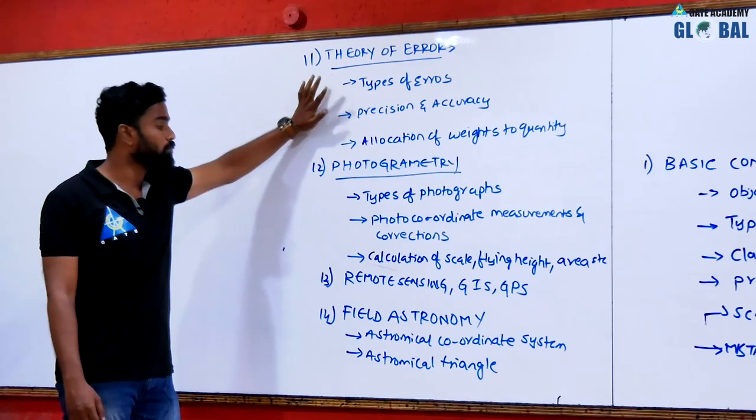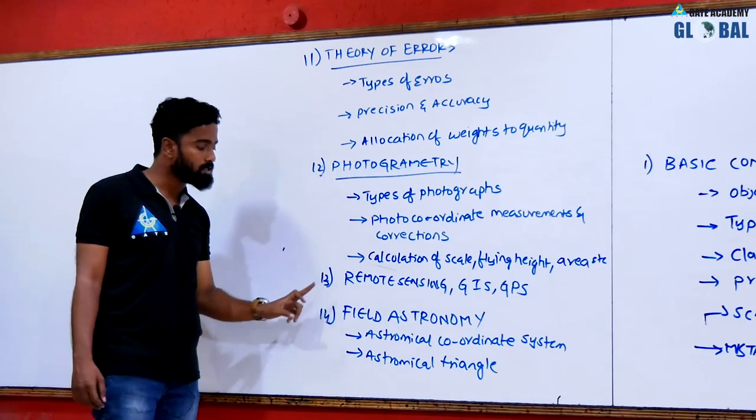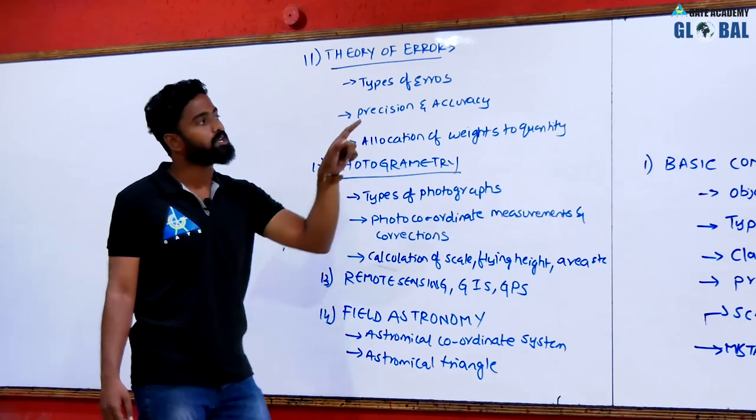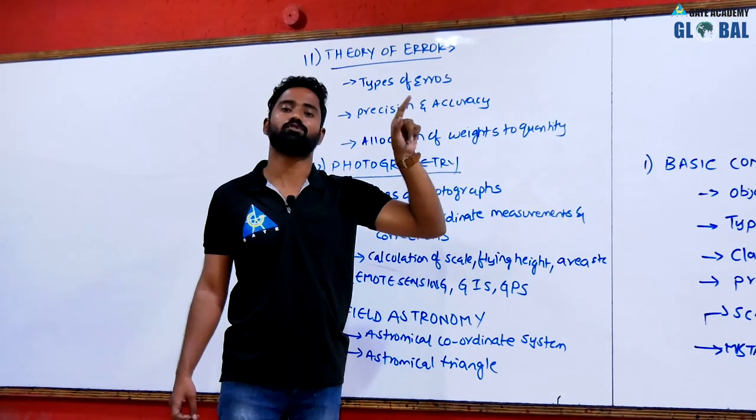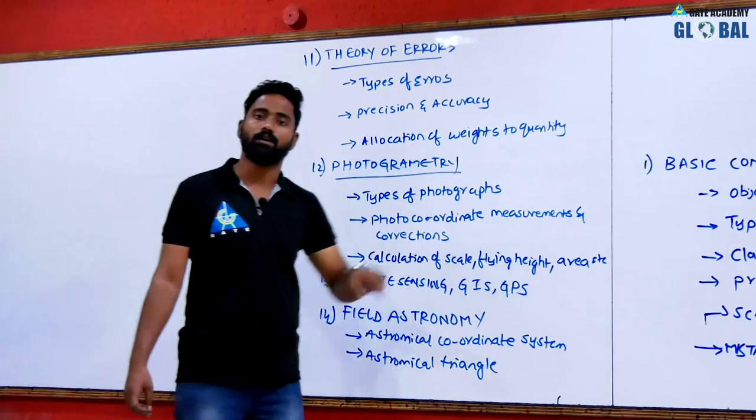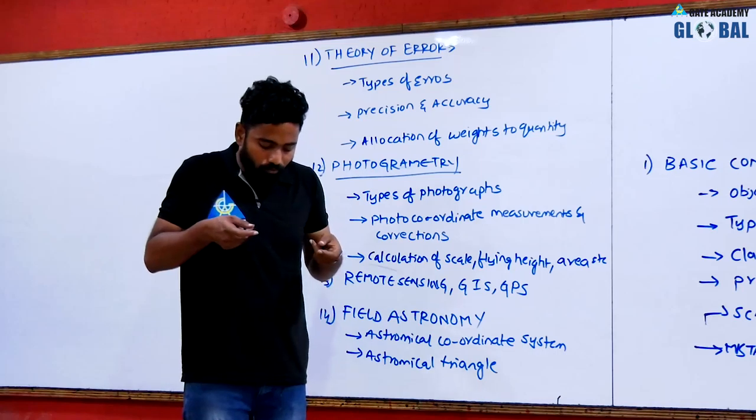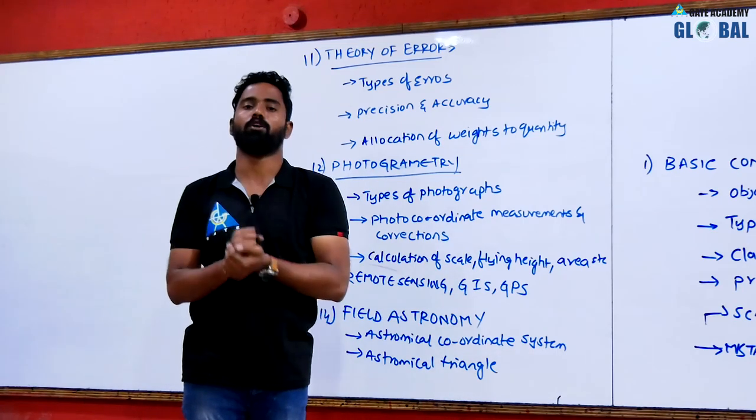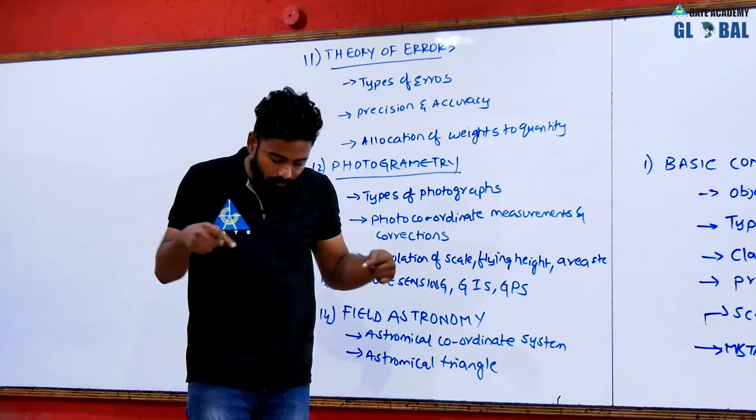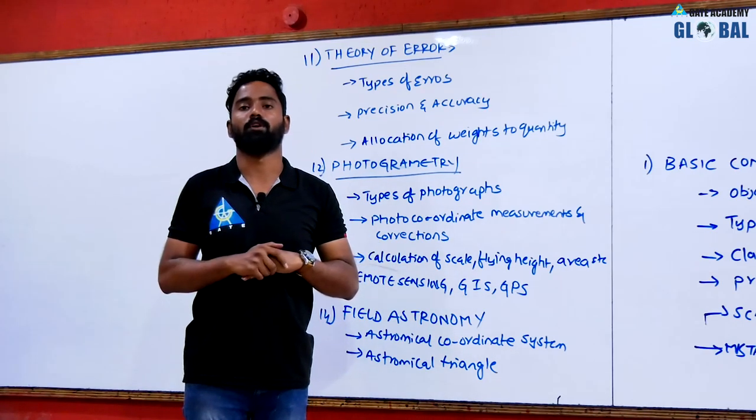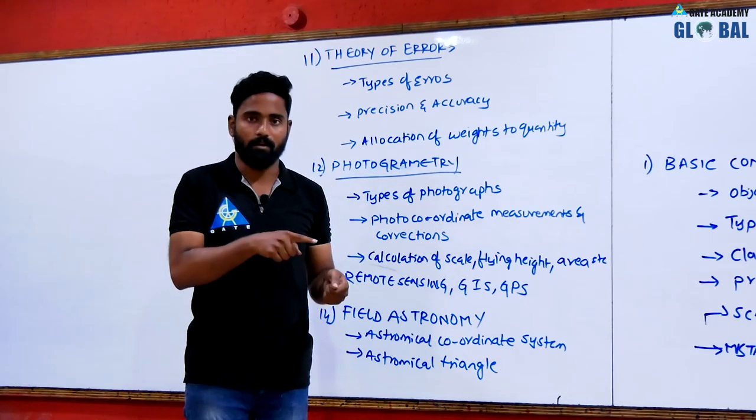Now, photogrammetry. Because of the introduction of photogrammetry, remote sensing and field astronomy, the subject has changed to geomatics engineering. Before that it used to be called surveying. Photogrammetry means you are taking a photo from the top, or you are taking a photo horizontally. These are horizontal photographs, and if you are taking from the top, that is called vertical photographs. By taking a photograph, you are measuring the area.